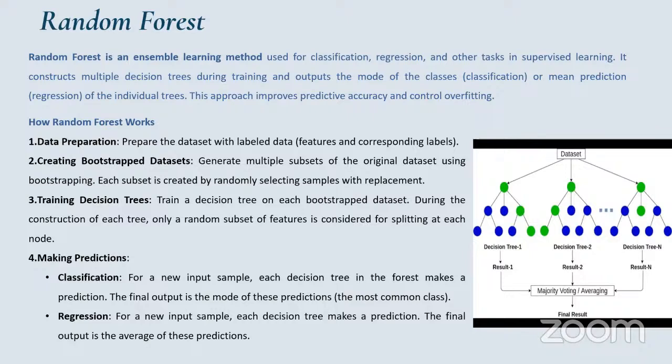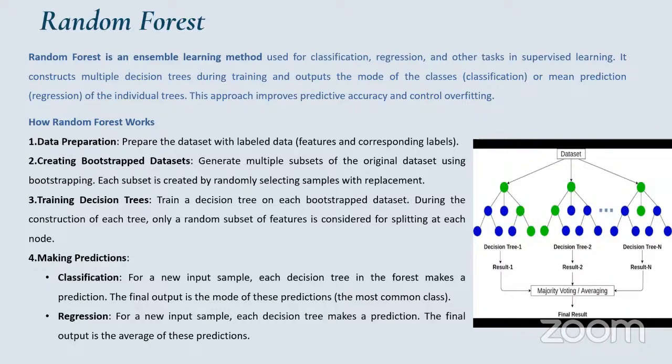Data input, where you are taking the data from any database, or you are creating your own data. That is up to you. Then whatever is given in number one, the number two is data preparation, meaning how you are preparing the data and how you are classifying it, that is splitting it. Then creating the bootstrap data set, that is generating multiple subsets of the original data using bootstrapping. Each subset is created by randomly selecting samples with replacement.